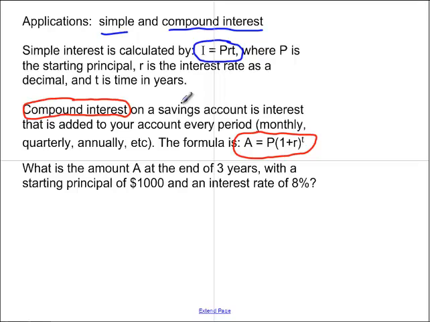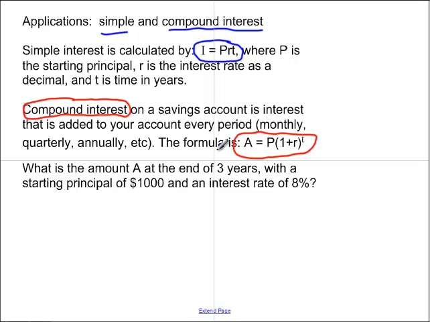So compound interest on savings accounts: interest is added to the account from the bank, or from the company that you've bought the security from, and it's added to your account every period. In other words, every month, every quarter, semi-annually, annually, something like that. That would be the period that we've got. These words are not so important right now, but right now we're just going to worry about using this formula as an application of our exponential equation.